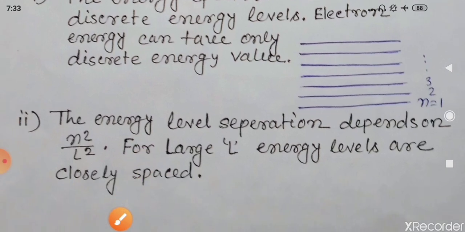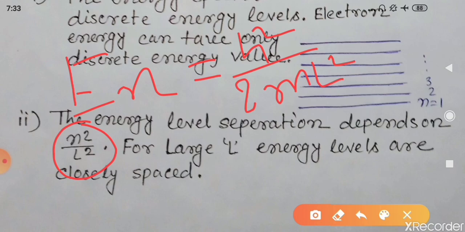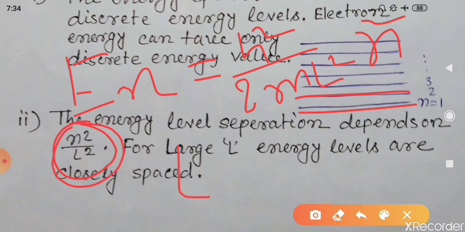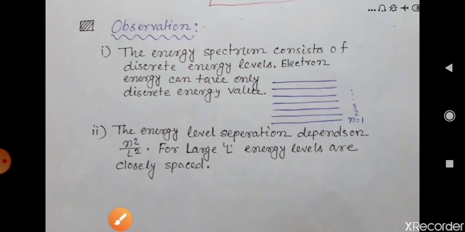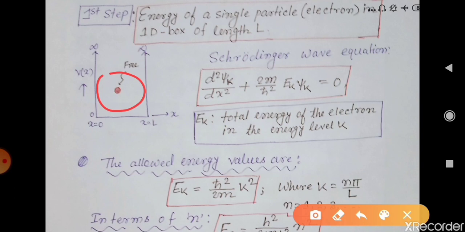And there is another observation: the energy level separation depends on the factor n square by L square, since En is equal to h square by 8m L square times n square. So the spacing between two energy levels depends on the factor n square by L square. If L is large enough, then the spacing between them is very small and the energy levels are closely packed or closely spaced. So we have seen in this slide the behavior of a single electron when it is within a one-dimensional box.